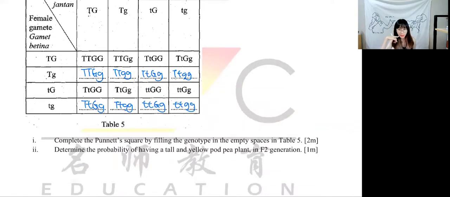Determine the probability of having a tall and yellow pod pea plant in F2 generation. So how do we get a tall and yellow pod? Tall means dominant T, right? Yellow means 2 small g, right? So as long as you have 2 small g and 1 dominant T, your answer will be that. Big T, small t, or big T, and then 2 small g. So the first one you get the 1, 2, and then the last one will be, where is it?